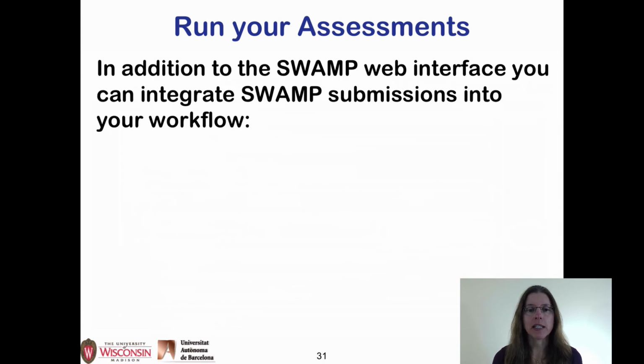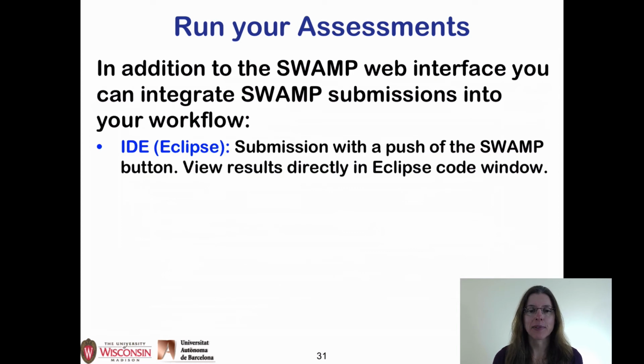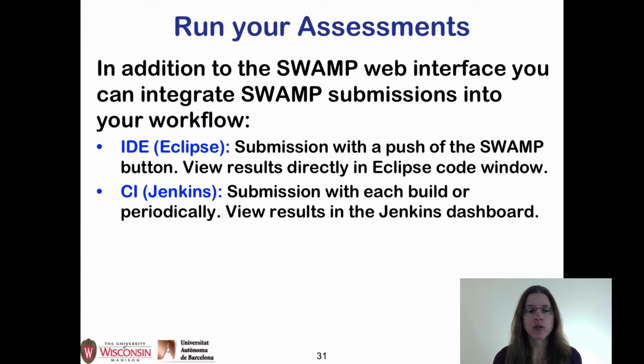A bit more on possibilities for running your assessment. Apart from submitting them directly through the SWAMP website, like we just did, you can use an IDE, Eclipse. In this case, the submission is by pushing the SWAMP button in Eclipse and viewing the results directly in an Eclipse code window. Another way to submit jobs is through the continuous integration tool Jenkins. Assessments can be configured to happen with each build or periodically, among other options. The results can be viewed in the Jenkins dashboard.